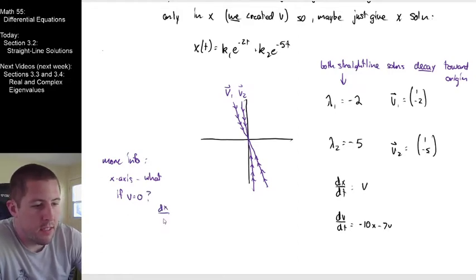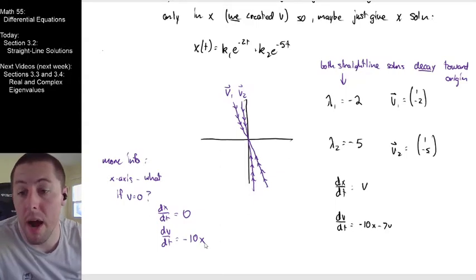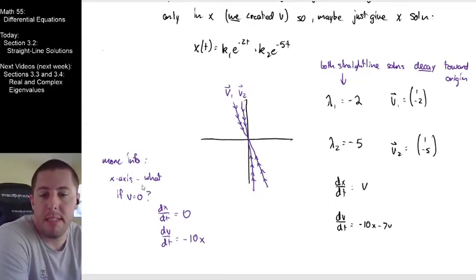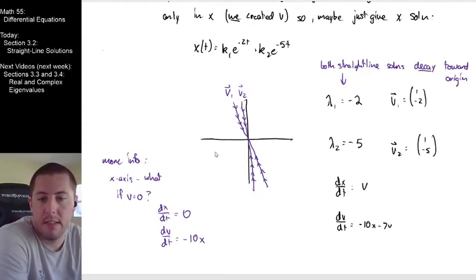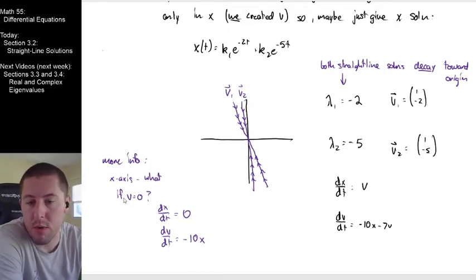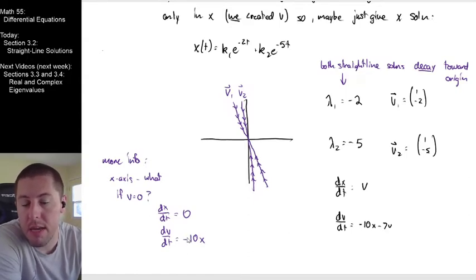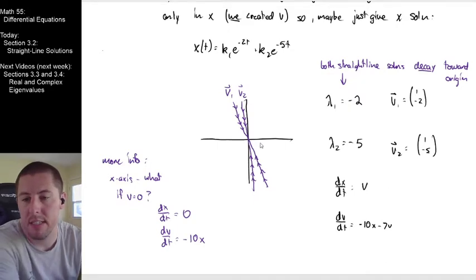What if v is equal to 0? Well, then dx/dt is going to be 0, and dv/dt is going to be negative 10x. So how does this help me? Well, this helps me by saying if we're on the x-axis, if we have that v is equal to 0, then there is no left-right motion. There is only vertical motion. So this tells me all trajectories are going to pass through the x-axis vertically.